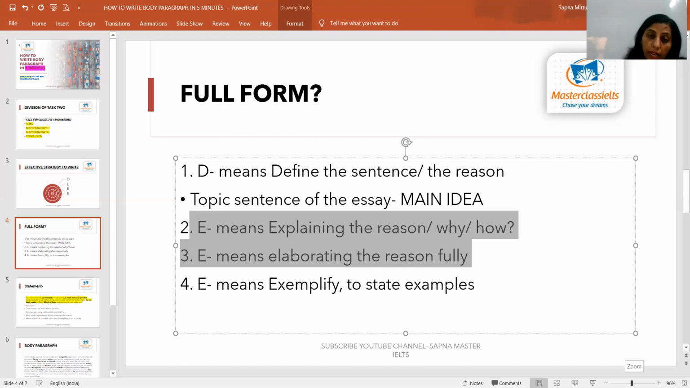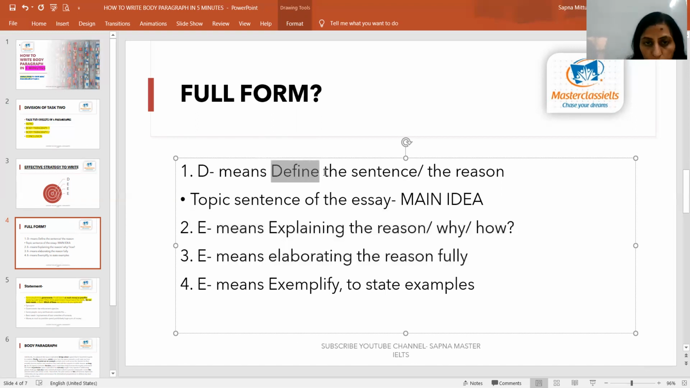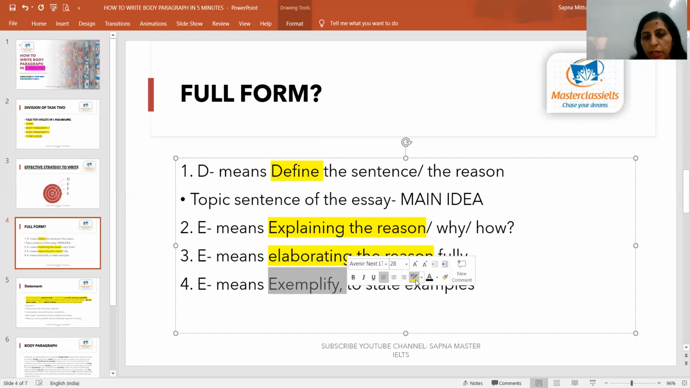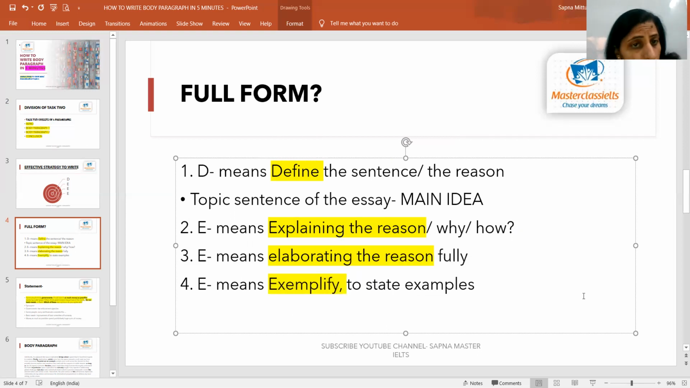So the same thing I'll be telling you: you have to just think about defining the word, right? Then you have to explain the reason, and the next thing will be elaborating the reason. And the last thing will be to exemplify, to state the examples, how to give examples. These are the four things that you need to do when you are writing a body paragraph.